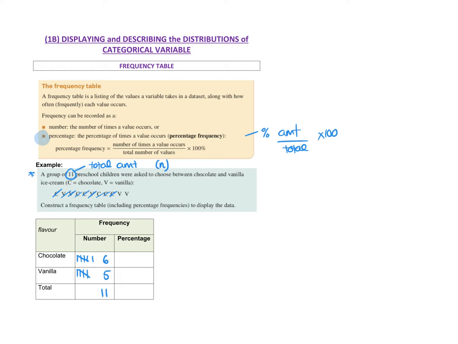And so now if we were going to write a percentage, we had 6 out of the 11, and then we'll times it by 100. And I'm just going to round to a whole percentage, which would be 55%. Then you could do the same for the one below, but I know that there's only 2 categories, so they have to add up to 100%. So that one would be 45.